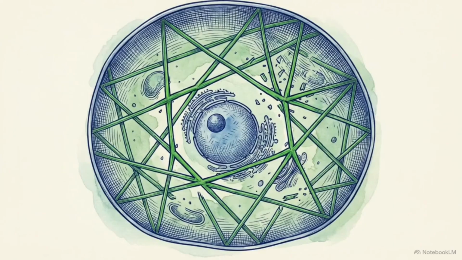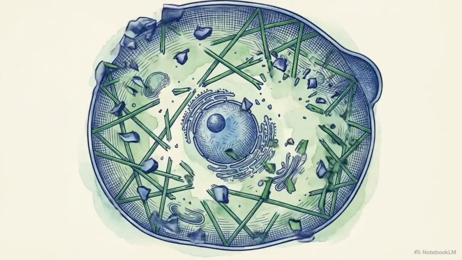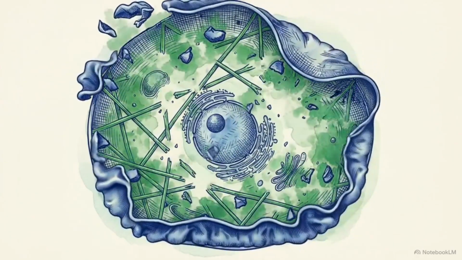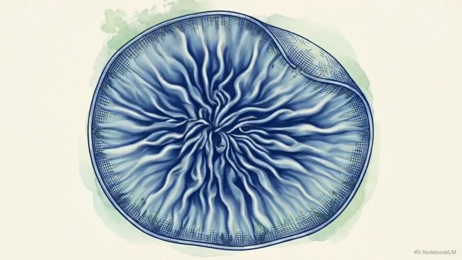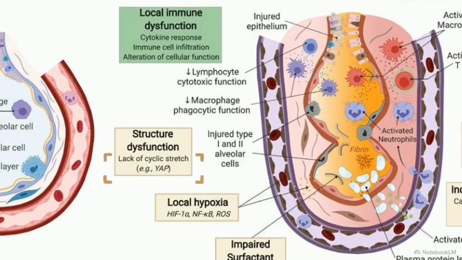Within the collapsed tissue, immobility takes a physical toll. Lacking cyclic stretch, the actin cytoskeleton inside epithelial cells begins to disorganize and completely degrade. This diagram details structural dysfunction. Immobility shuts down YAP signaling, impairing epithelial repair.